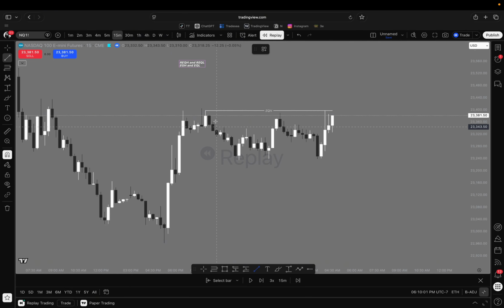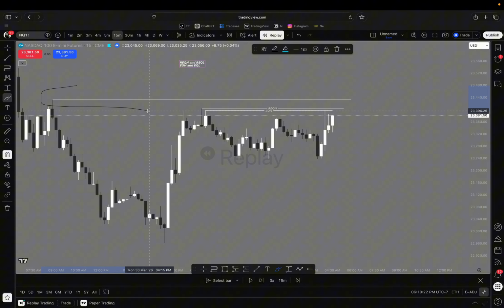Now, if you were to mark this one out here, this would be relative equal highs, because it's not necessarily the same high, but it's right around there. So this would be relative equal highs. This as well could be a draw, relative equal highs. They're all in the same area. So you would just mark them as one, relative equal highs.